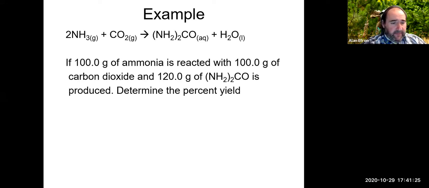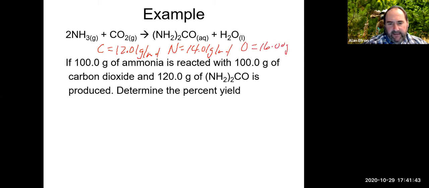We want to determine the percent yield in this reaction, and I'll give you some information in case you don't have a periodic table handy. Carbon is 12.01, nitrogen 14.01, oxygen 16, and hydrogen 1.008. All right, so take a few minutes to see what you come up with. Again, we're starting with 100 grams of each, and we produced 120 grams. What is the percent yield here?